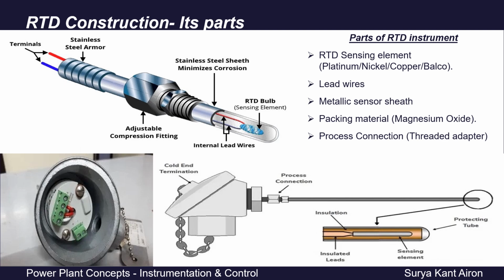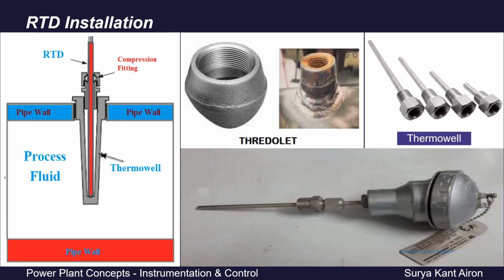Simple design. Next, coming to basic of RTD installation, the installation is generally not direct to our process line, but using a thermowell. Thermowell basically protects our RTD. So what we generally do is the process pipeline is drilled. In this second picture, we can see this threadolet. We generally drill the pipeline, typically a 3 by 4 inch hole we create, and then a threadolet is welded over this hole.